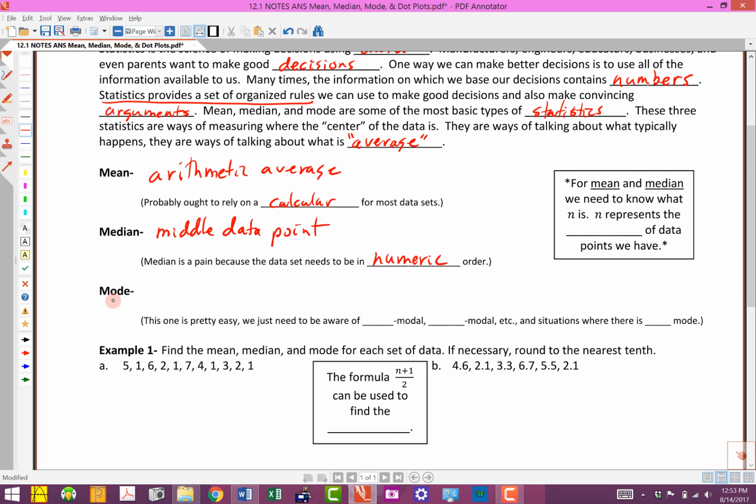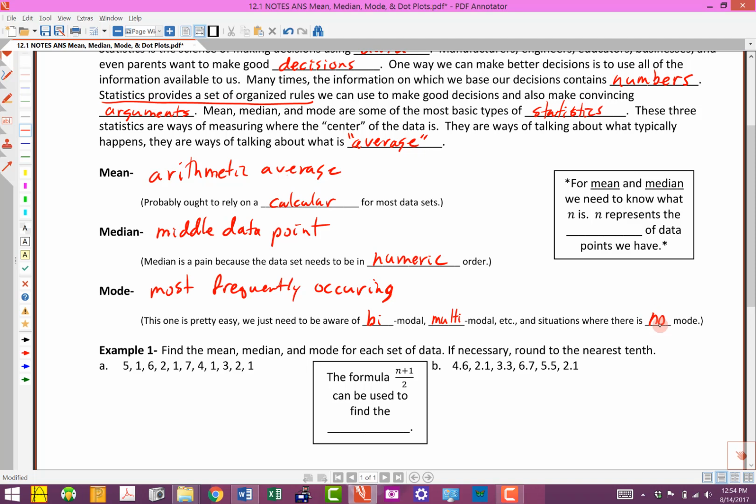And then let's talk about the mode. The mode is the most frequently occurring. So it's the one that occurs most often. Okay, and this one is actually pretty easy. All we need to do is just be aware that it's the one that occurs the most, and also be aware of the fact that we can have things that are bimodal. That means they have two modes. They can be multimodal. They can have lots of modes. And there are situations where there is actually no mode at all. There's not one that occurs more often than another.